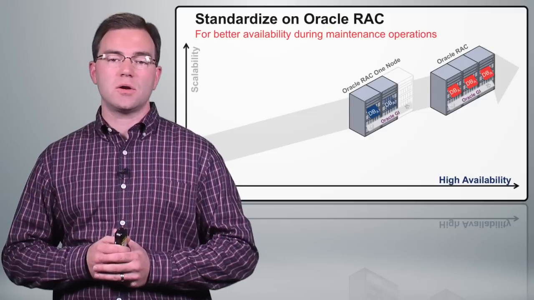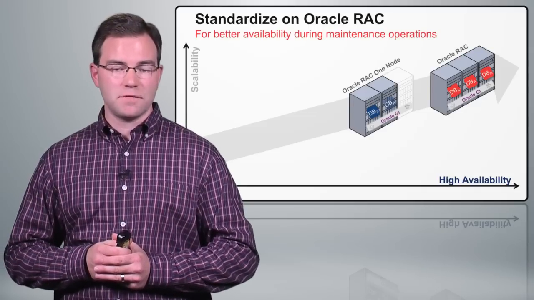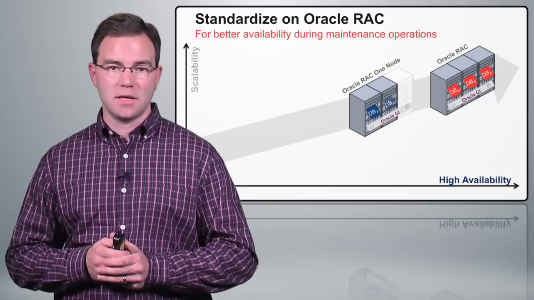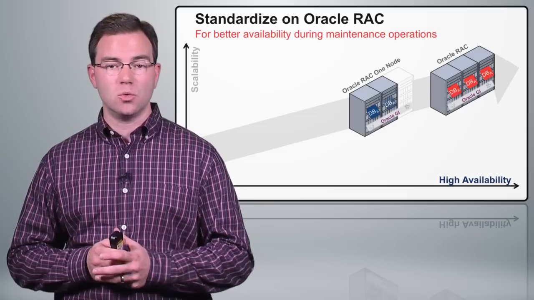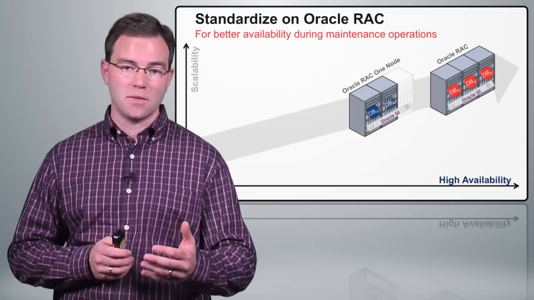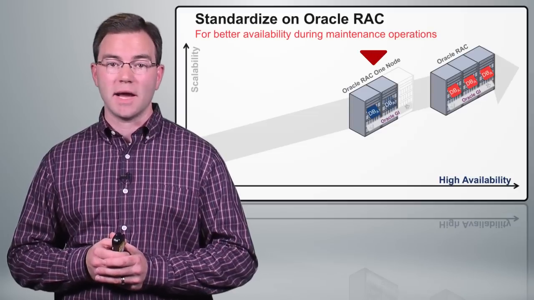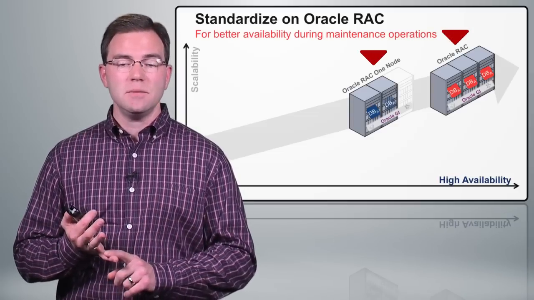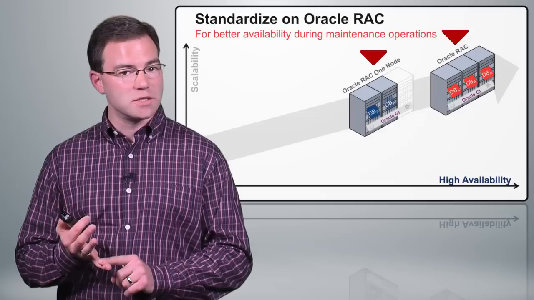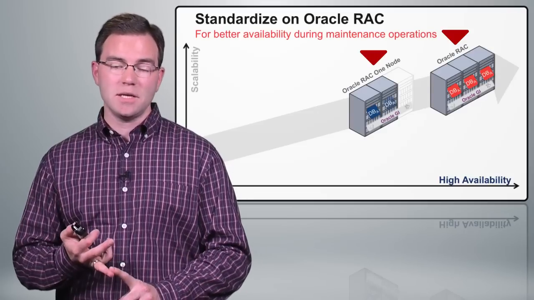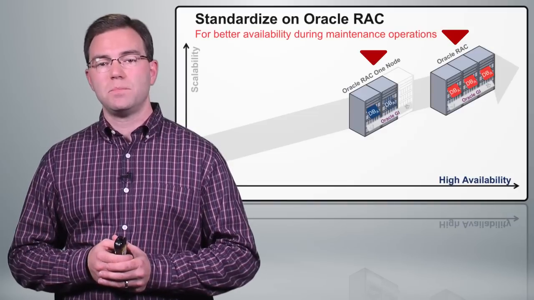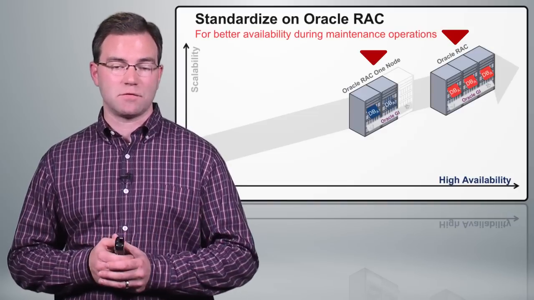Now, even though Oracle Grid Infrastructure provides a lot of benefits and a lot of functionality already, there is additional benefit in standardizing on one of the two Oracle RAC databases. That is either Oracle RAC One Node or Oracle RAC. And the main benefits are better availability during maintenance operation, or better scalability in case you use Oracle RAC. But let's focus on the manageability aspect or maintenance aspect for a moment.